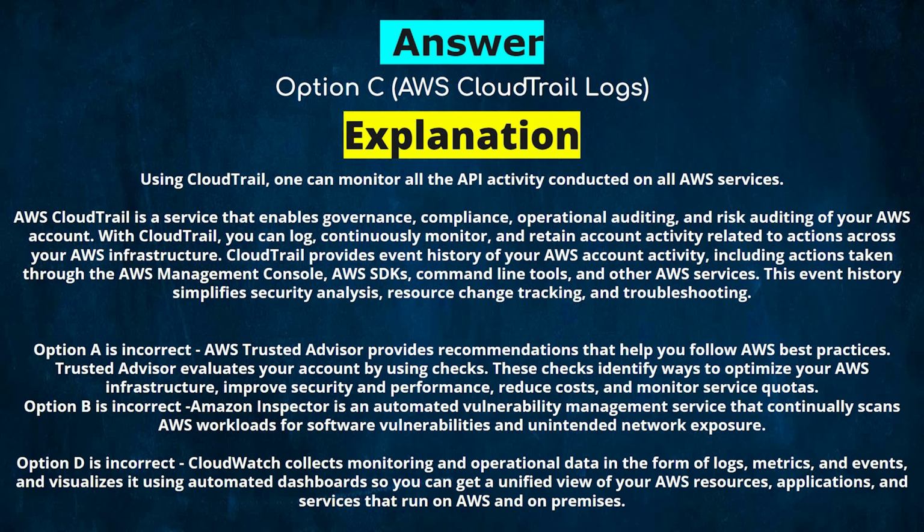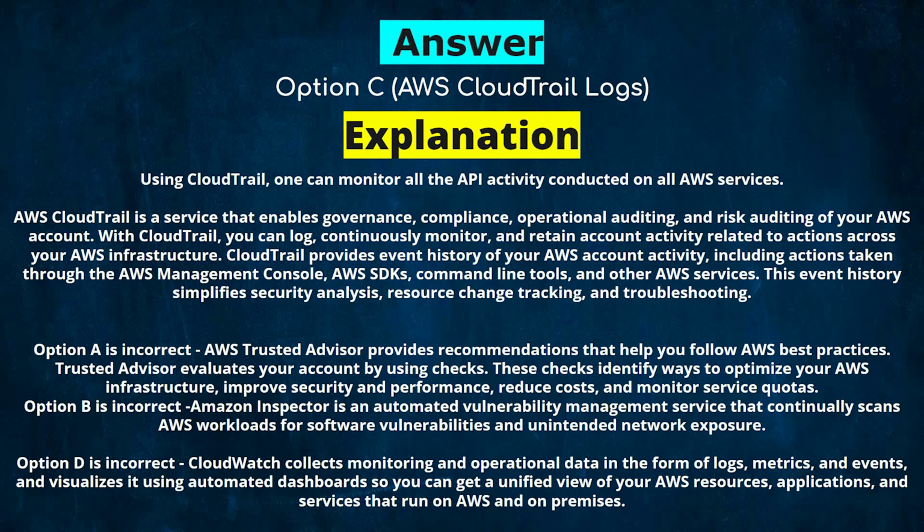CloudTrail provides event history of your AWS account activity, including actions taken through the AWS Management Console, AWS SDKs, command line tools, and other AWS services. This event history simplifies security analysis, resource change tracking, and troubleshooting. Option A is incorrect. AWS Trusted Advisor provides recommendations that help you follow AWS best practices. Trusted Advisor evaluates your account by using checks. These checks identify ways to optimize your AWS infrastructure, improve security and performance, reduce cost, and monitor service quotas.